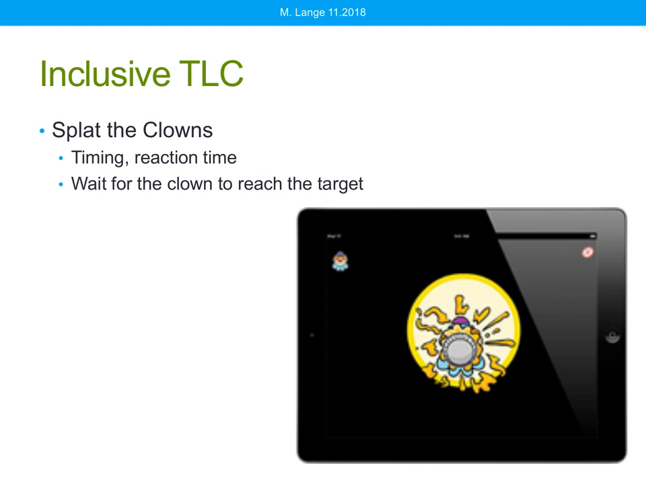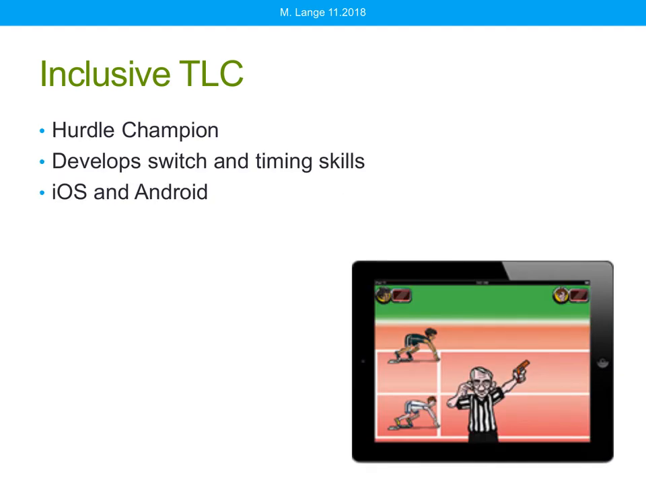But there is a mode where the client has to wait for the clown to reach a certain target and then hit the switch. That begins to work on those scanning concepts because I have to anticipate and wait for the correct time to activate the switch. And if I miss that time, nothing horrible happens, but the pie doesn't go splat, and I can try again. Most of these games are really good at keeping it super positive because we need to keep engaging the child.